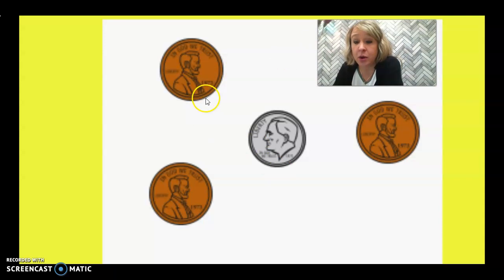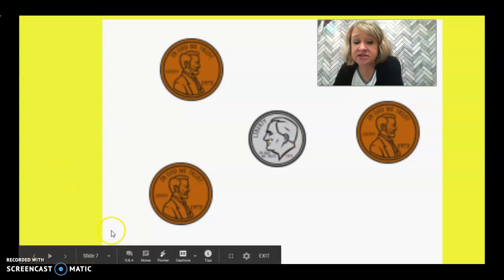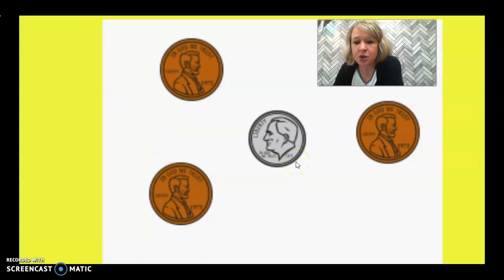And here are some coins that we're going to practice counting before we go count the ones that I have. So let's think about what we need to do first. First, we need to separate them and put them in order from the largest value to the smallest value. So we have 3 dimes, 3 pennies, and 1 dime. So which coin has the highest or the largest value?